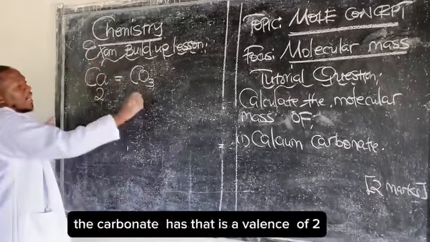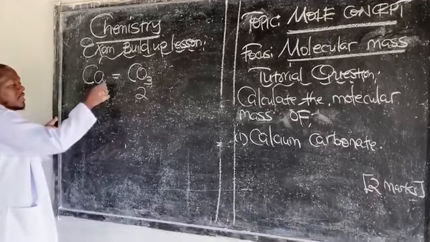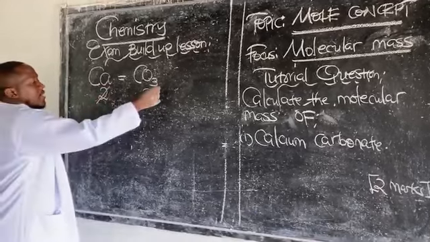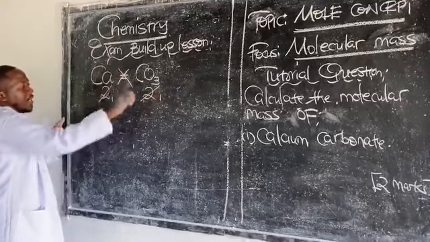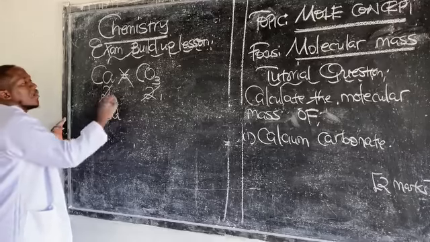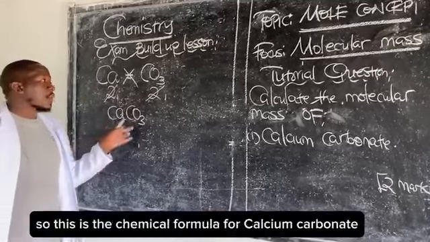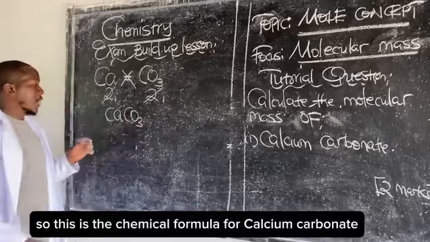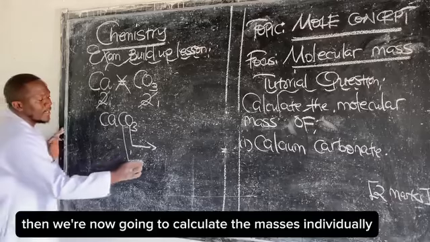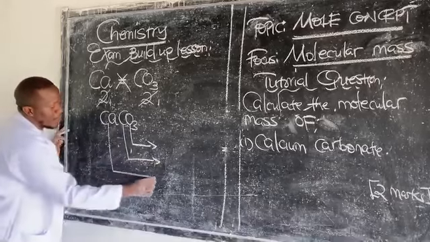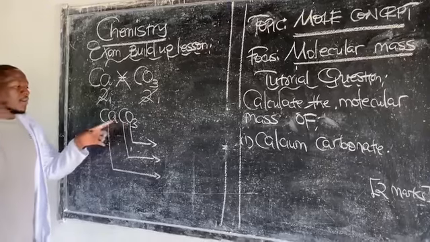A carbonate has a valence of 2. So since this is an even number, and this is an even number, it gives us 1. So calcium times 1, if we exchange, this is calcium, 1 times carbonate, this is carbonate. So this is the chemical formula for calcium carbonate. Then we're now going to calculate the masses individually. Here we have oxygen, carbon, then calcium.